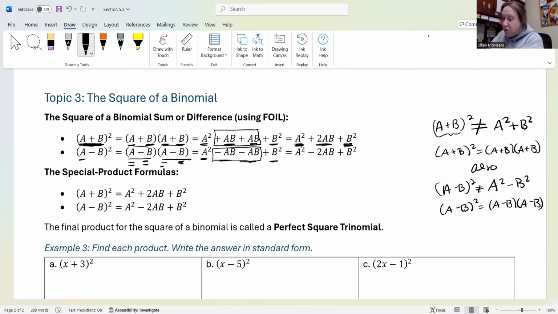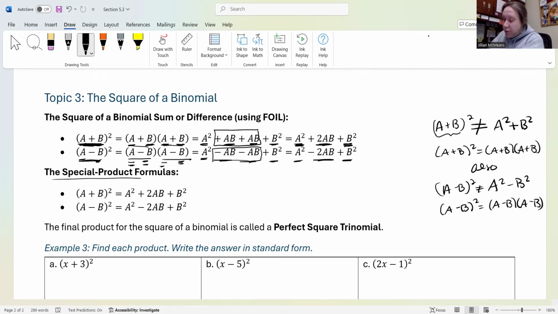We took the first term, which is a, and squared it. We took the second term, which is negative b, and squared that. We get our plus b squared at the end. And then you take the product of a times negative b, which is negative ab, and you double it. So you take the first term and square it, you take the product of the two terms and double it, and then you take the last term and square it. And that's the pattern that emerges.